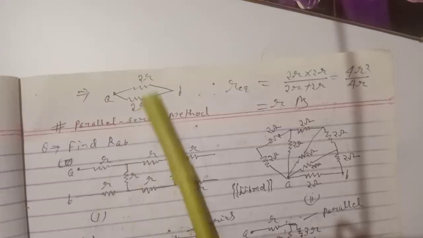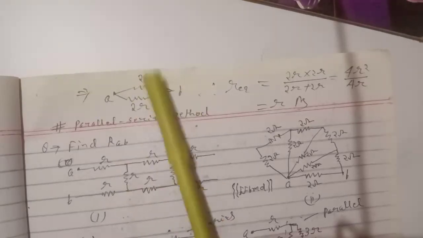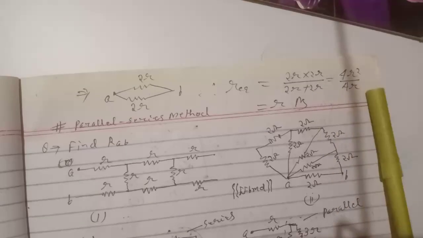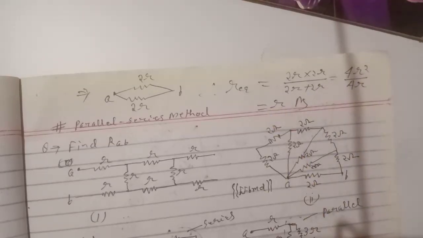So finally we have 2R by 2R, A and B. Now these are in parallel, so R equivalent is R into 2R by 2R plus 2R, 4R square by 4R, equal to R. Answer. So these are the cases of solving different types of circuits, and now we can solve another using this concept, parallel and series connection method.